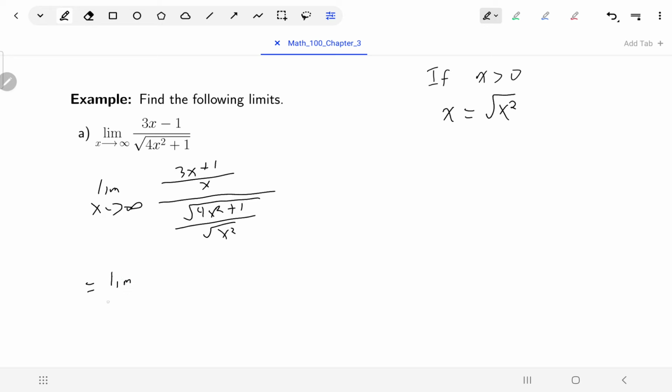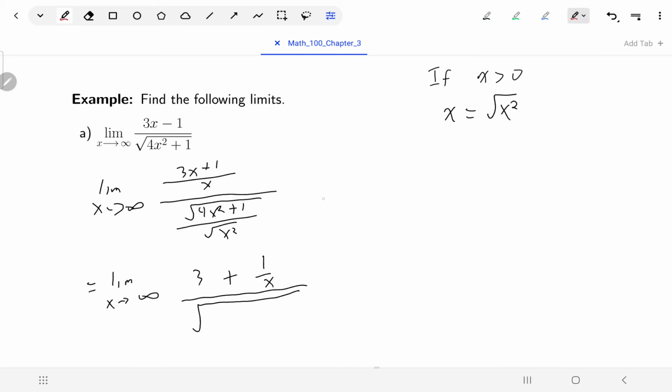And this does some nice things for me because as I'm doing this, I can see that on the top, when I divide both terms by x, I'll have 3x divided by x, which is 3. I'll have 1 divided by x, or 1 over x. And in the denominator, when I have one square root divided by another, that's the same thing as square root of 4x squared plus 1 over x squared, all inside of a square root.